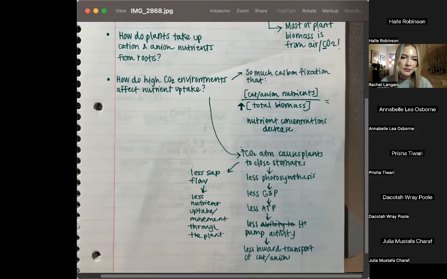The other hypothesis we said was that plants might respond to increases in CO2 by closing their stomates. That will have two different effects. Number one, if you close the stomates, you're going to get less sap flow. Again, close stomates, now there's no movement of water through the plant. And because nutrients use that sap flow through the xylem to move through the plant, if you stop that sap flow, you're going to get less nutrients moving throughout the plant.